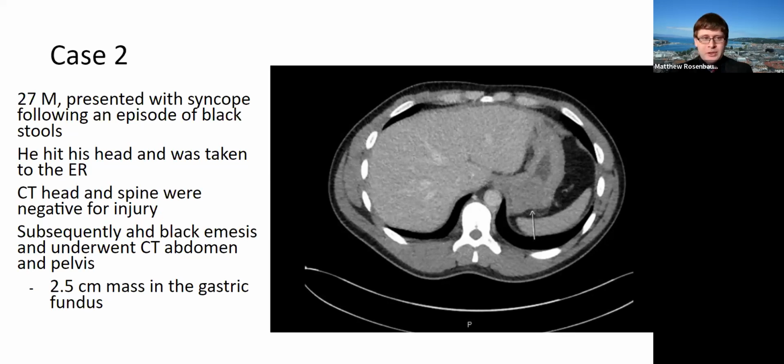Part two is a younger patient, a 27-year-old male, presenting with black stools followed by syncope. He had a head strike and was taken to the ED. As is tradition, he received cross-sectional imaging, of course. Head and spine were negative, so no bleeds, no fractures or anything like that. He had a black emesis, and the CT abdomen and pelvis showed a 2.5 centimeter mass centered in the gastric fundus, indicated by that arrow there. You can see it's somewhat similar in density to the stomach wall as well. It's not really specific, but it is one of the things we do see with this entity.